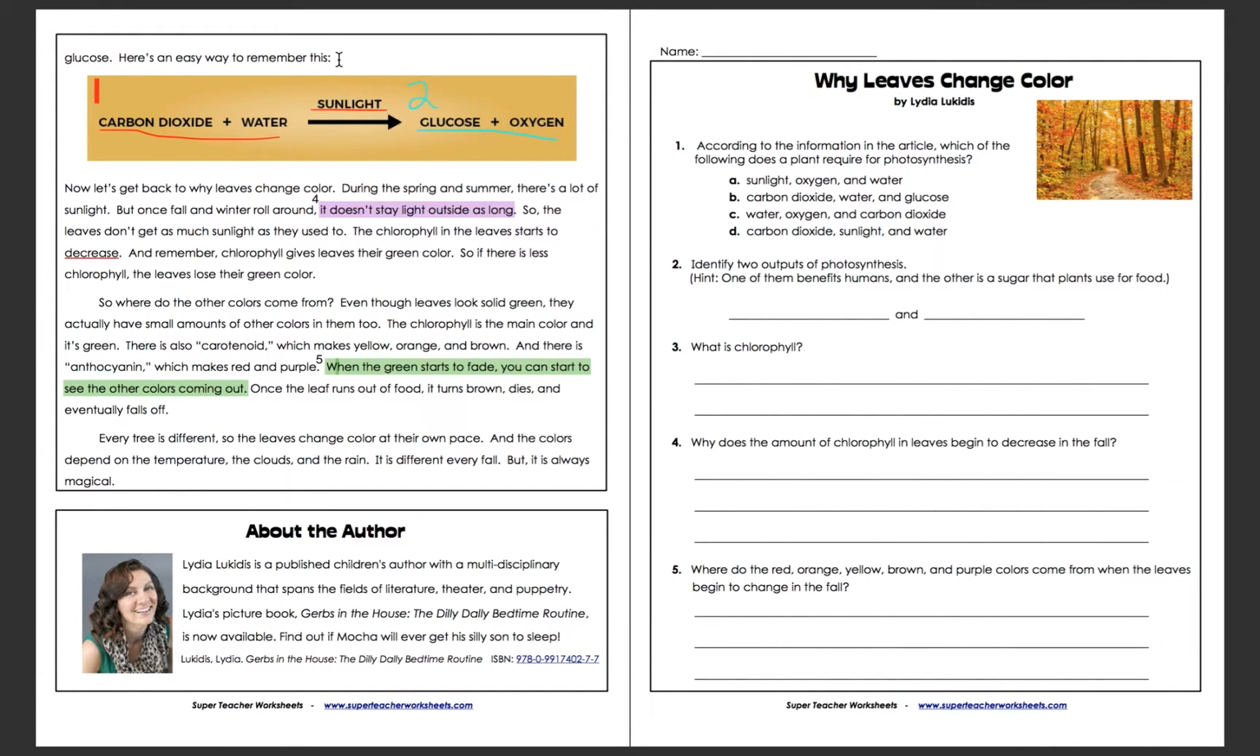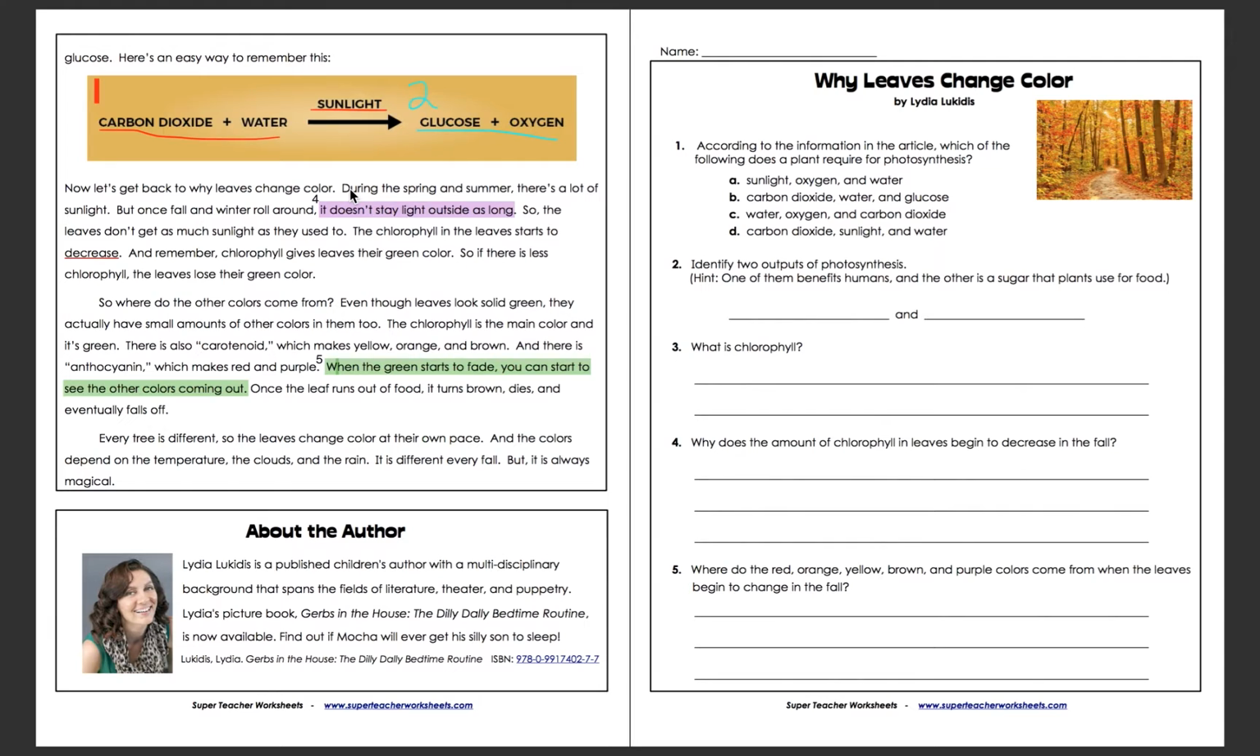Here's an easy way to remember this. This is the answer to number 1. Carbon dioxide, water, and sunlight are needed for photosynthesis. The output of photosynthesis, number 2, is glucose and oxygen. Now let's get back to why leaves change color.